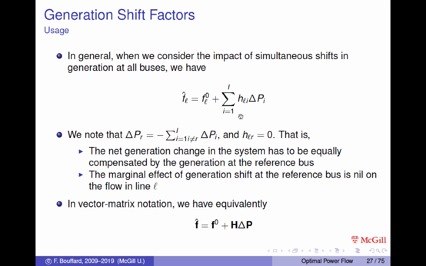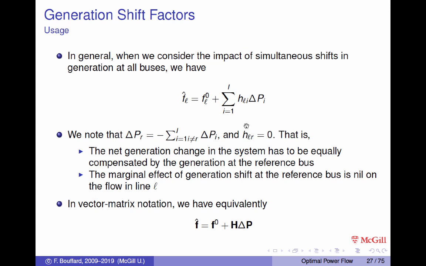So here you see that we have the collective change in flow in line L due to having individual nodes changing their generation, right? And clearly here, by definition, the change in generation, or change in injection, I should say, at the reference node is minus whatever happens everywhere else.